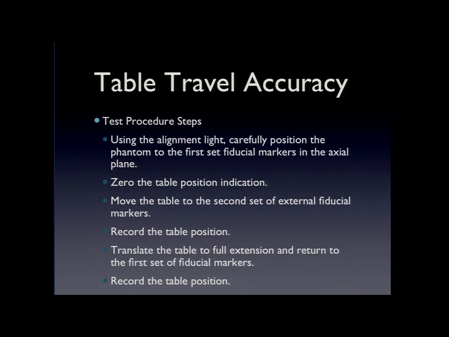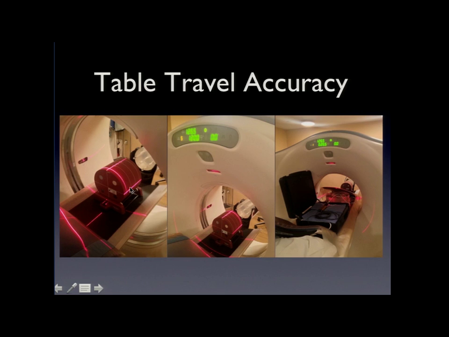So use the alignment light and just position it, zero the table, move it to the next position from 0 to 120, and just see, does it move to 120? Translate that table extension. One thing you've got to be careful of, depending on where you are, you might hit a limit on the table, so you've got to be careful on where you're positioned when you're doing this. And then you record that table position, and it's really a pretty simple test. You just see if it's there, move it, and if it goes 120 millimeters and it's on the high-resolution module of the Phantom, then it's accurate.